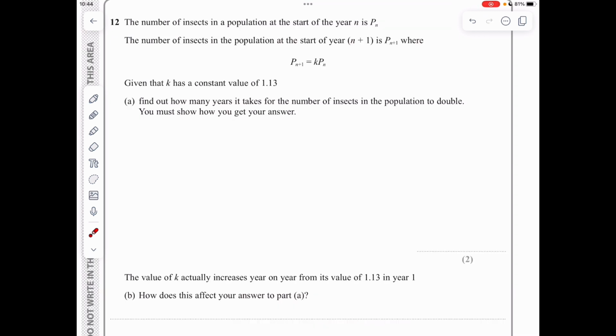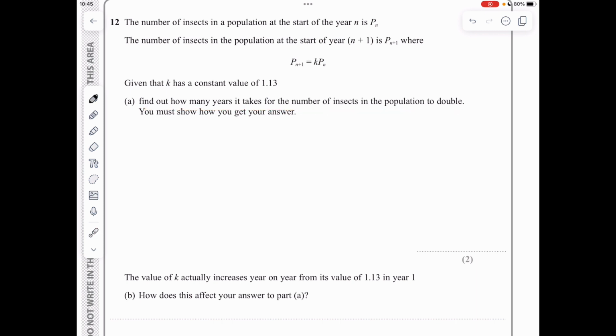In 12, we are told that the number of insects in a population at the start of year n is P_n, and the number of insects in the population at the start of the next year is given by K times Pn, where K has a constant value of 1.13. We are asked to find how many years it takes for the number of insects to double.